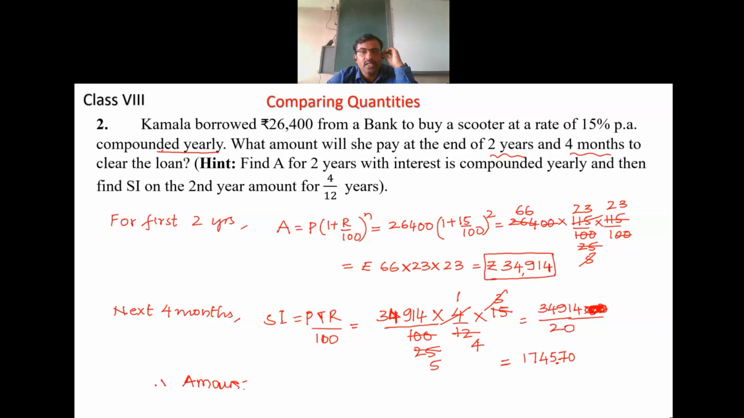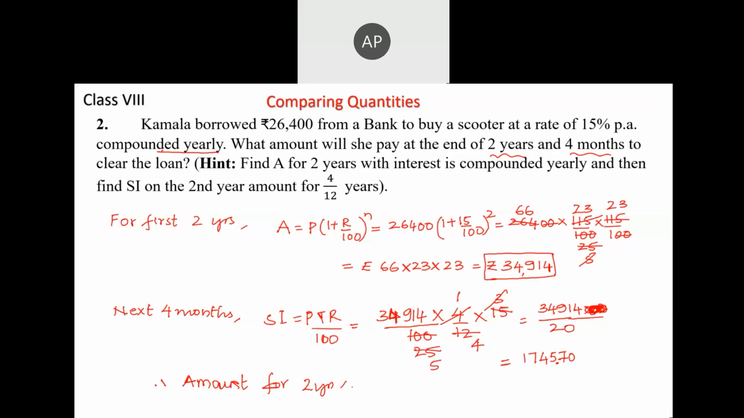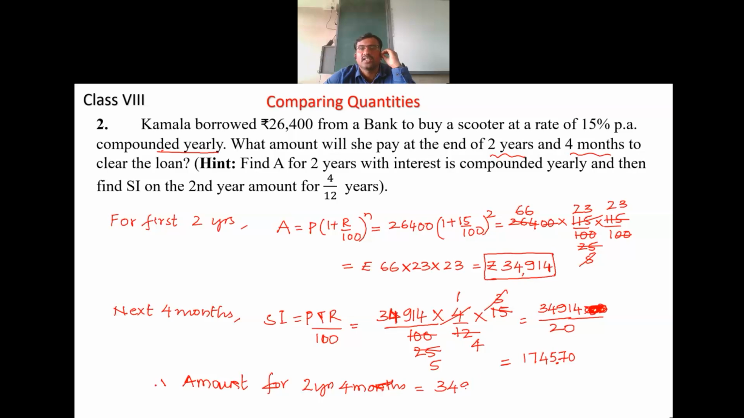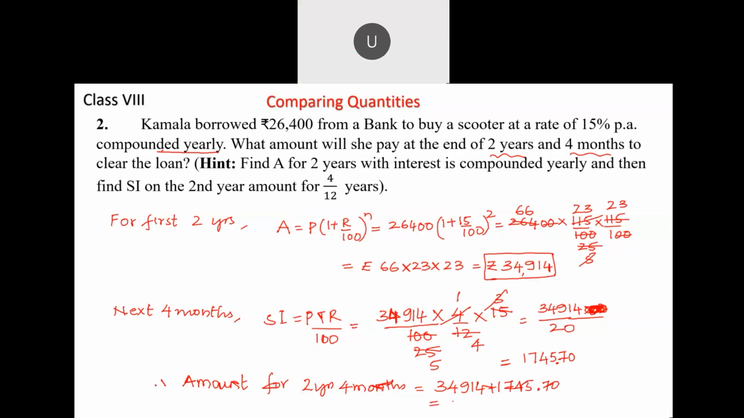Sir, the amount plus this we should do. Amount for 2 years 4 months is equal to 36,659.7. Did you add these two? Yes, sir. We get the answer as 36,659.7. In the question, for the last 4 months, can we do?